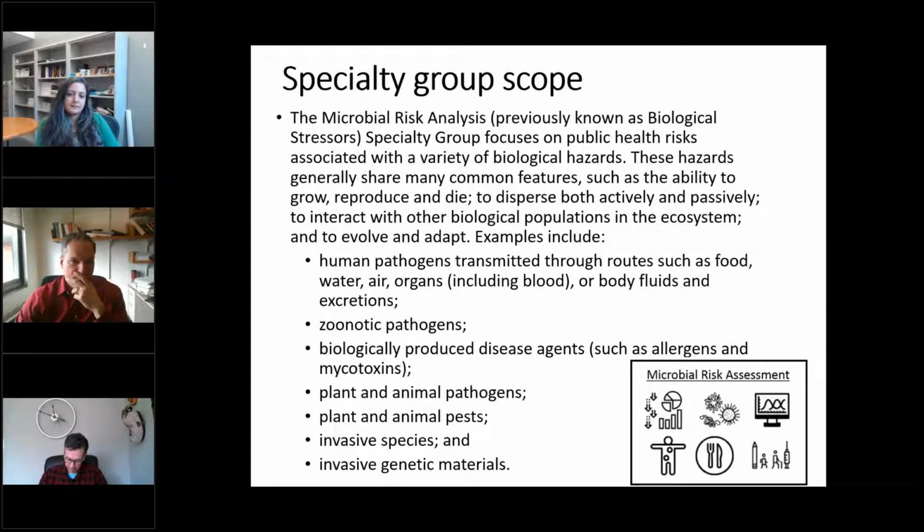As far as our scope, we were previously known as the Biological Stressor Specialty Group, and we focus on public health risks associated with a variety of biological hazards, which typically have common features such as the ability to grow, reproduce, die, or disperse actively and passively within the environment. Some example hazards that we are looking into include human pathogens transmitted through different routes, including food, water, air, and different organs. Also zoonotic pathogens and biologically produced disease agents, and other examples of hazards that we look into.